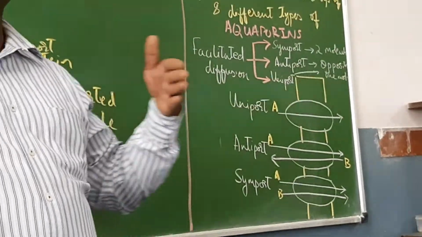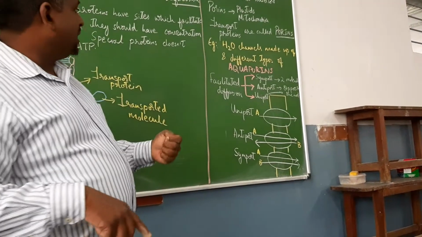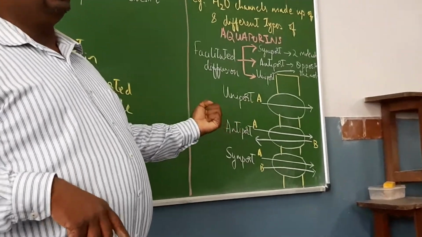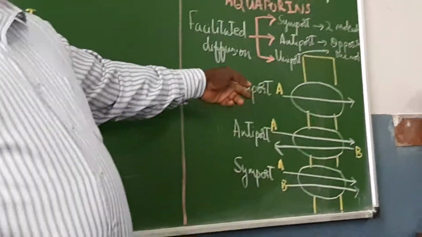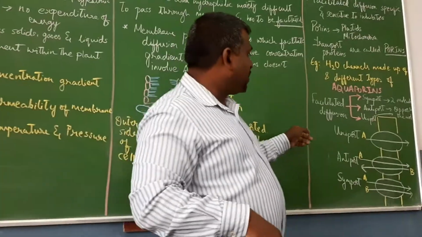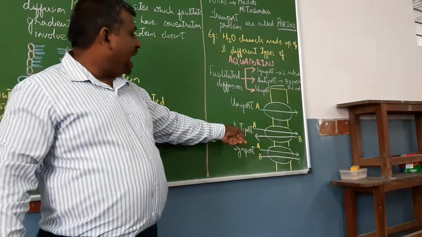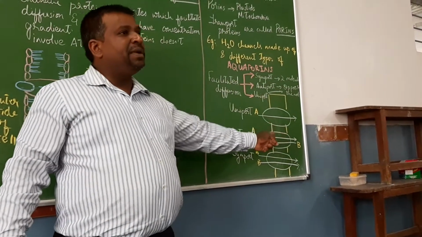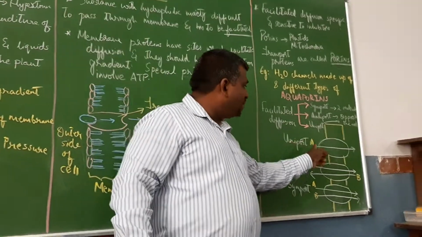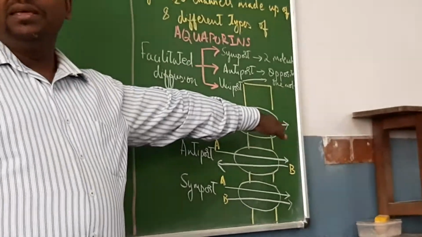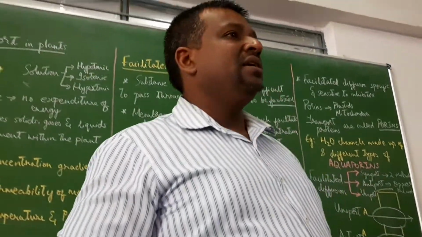Symport has 2 molecules entering inside the cell through these porins. So accordingly, based on the methods of molecules entering, facilitated diffusion is of three types: symport, antiport, uniport. In symport, two molecules, A and B, are entering inside. In antiport, A molecule is entering inside, B molecule is coming out, so they are in opposite directions. In uniport, only one molecule, A, enters the cell. This is what you have to remember regarding facilitated diffusion.